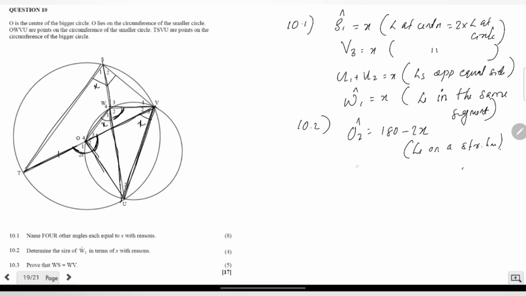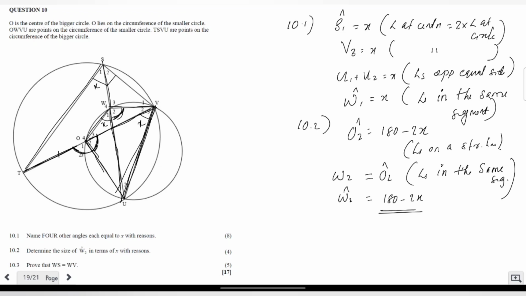And W2, the given angle, the one that we have to express in terms of x, W2 is equal to O2, isn't it? What is the reason? Angles in the same segment. W2 and O2, they both are coming from the same chord, UV. Therefore, W2 is equal to 180 minus 2x. Got that? So this is how we can do this question.